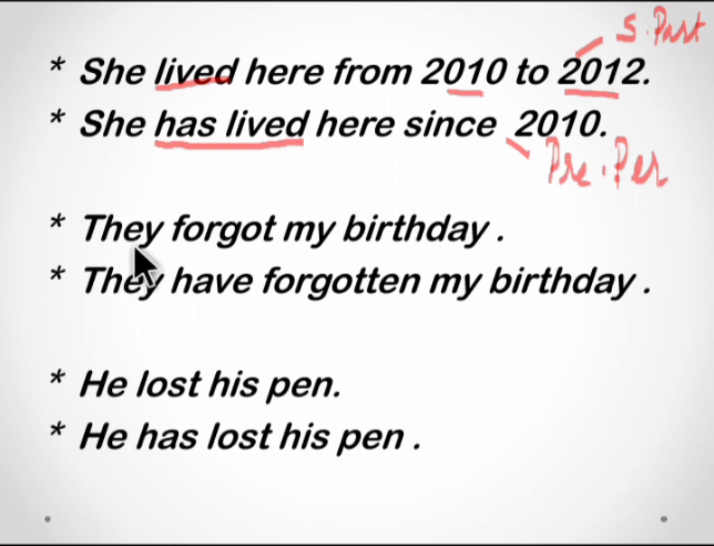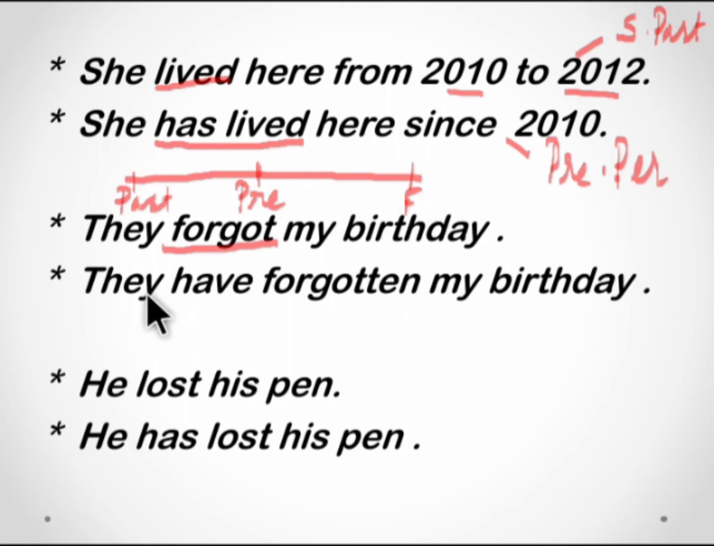Look at the next sentence. They forgot my birthday. This is past tense. Okay, again let us have the timeline so that it will be a little comfortable to understand. This is present. This is past. And this is future. They forgot my birthday. So in the past they forgot. One birthday they forgot. This action in the past they forgot and that is done. That's it.